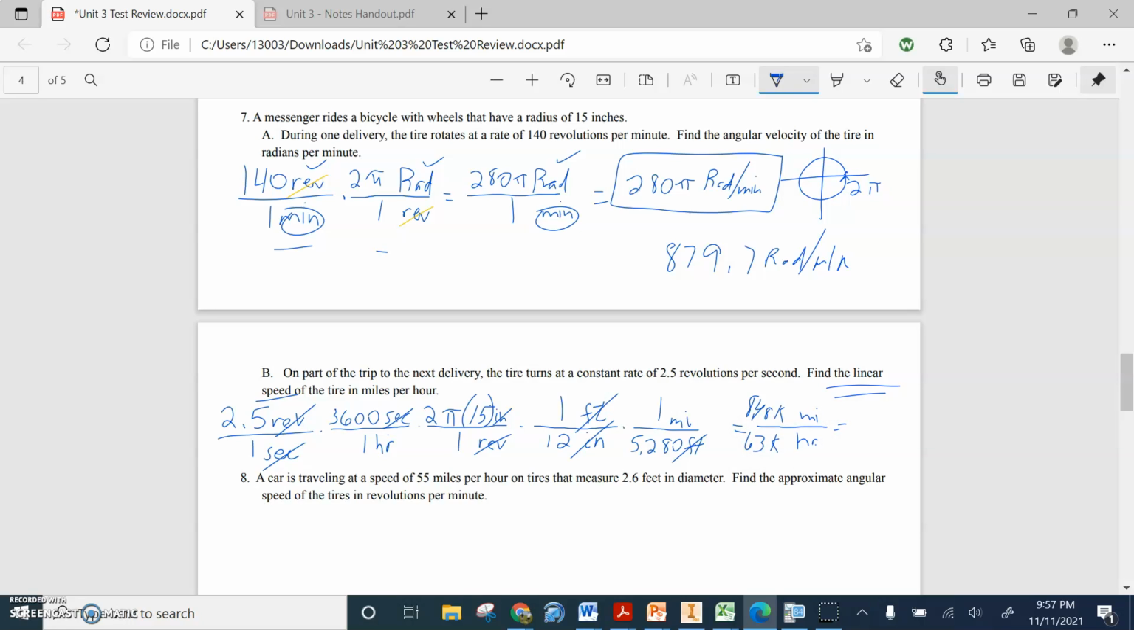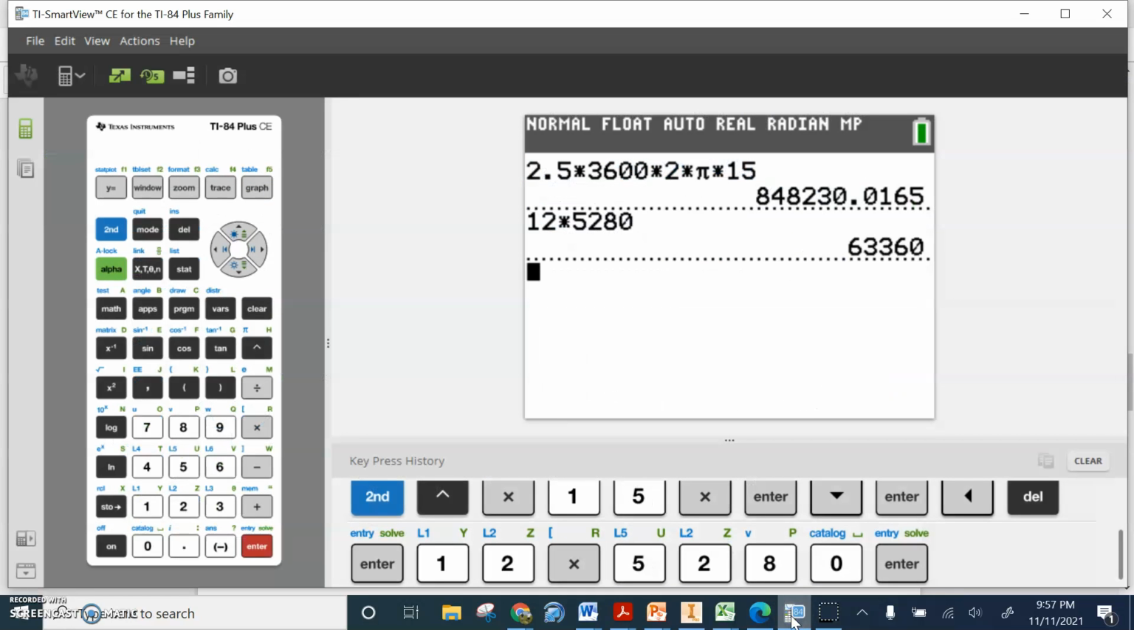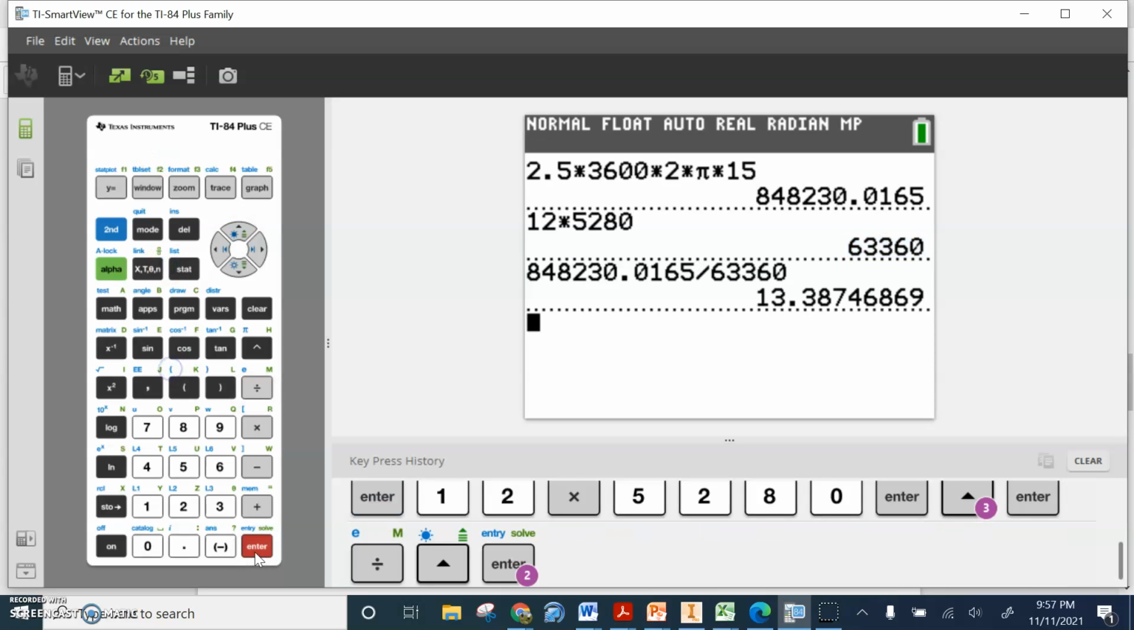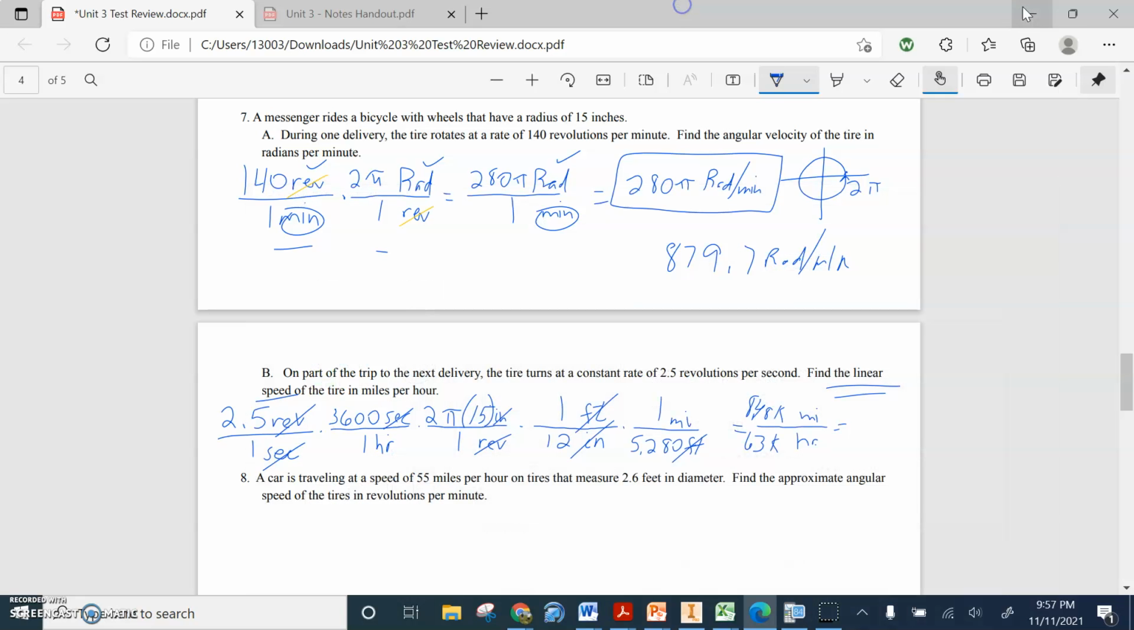So what you have to do is then take those two numbers, divide them. So I'm going to go up here. I'm going to say big number divided by that number. You get 13.39. Which is your final answer.